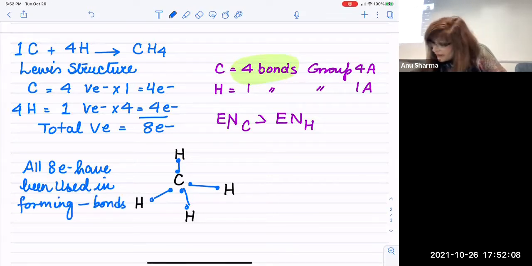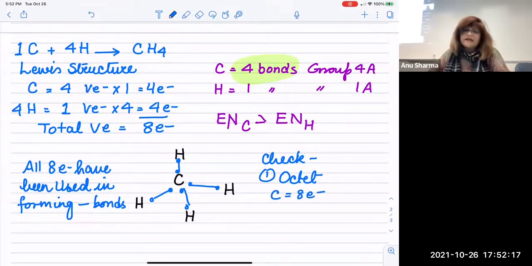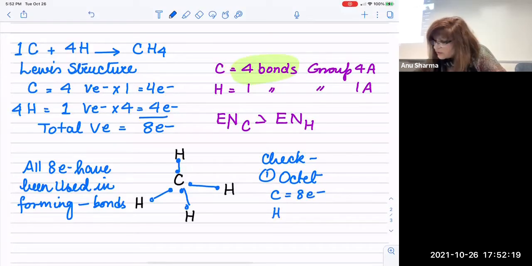Okay, so now you have to check first of all the octet. Carbon follows the octet. So carbon has 8 electrons. Hydrogen only needs 2 electrons. Hydrogen does not follow the octet. So this is an exception.